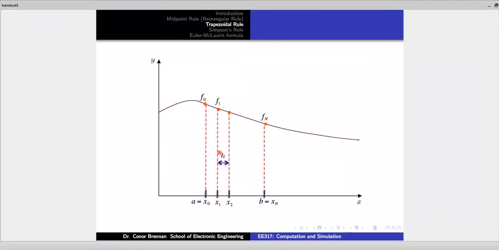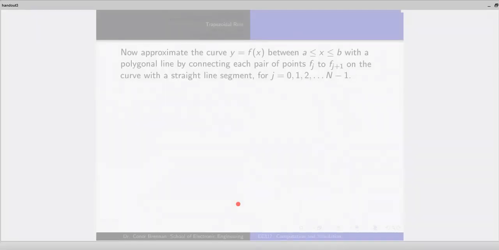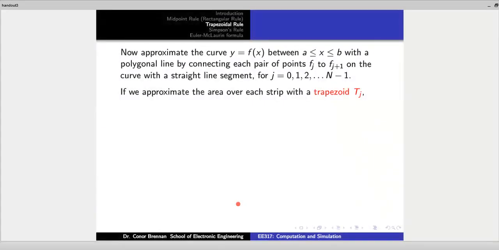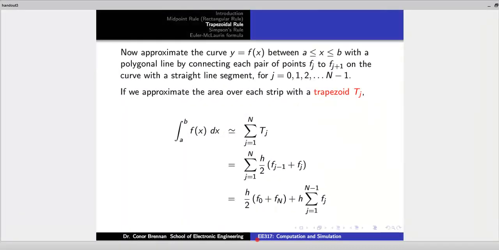So we want to approximate the area in one of these little strips. Previously, we approximated it as a rectangle. Let's see, can we do something better? So what we do is, we'll approximate it as a trapezoid, and then we can sum up the area of all these trapezoids. It turns out that the area of a trapezoid on the interval from j minus 1 to j is given in a second.